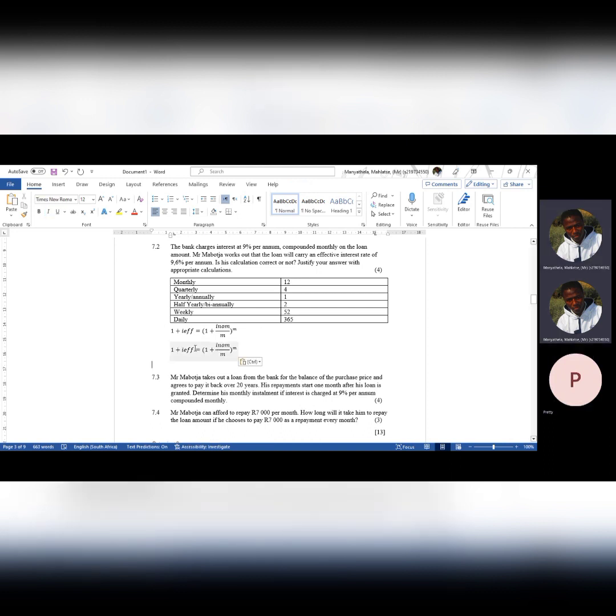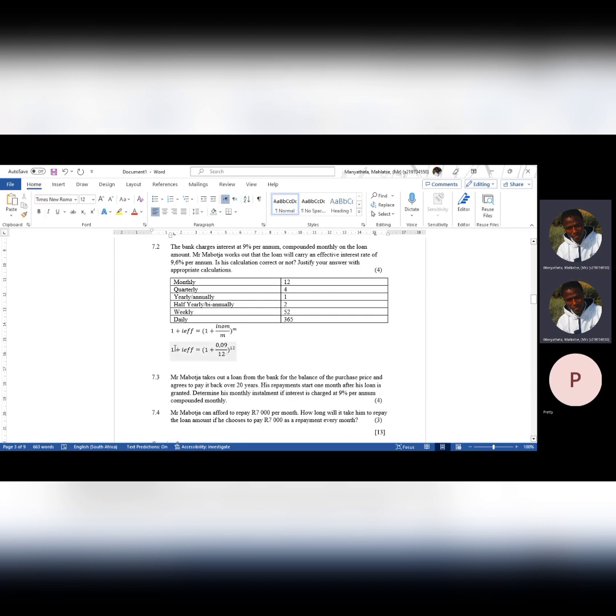1 plus i_eff equal to 1 plus the nominal interest rate that we're given, which is 0.09. It's 9%, so you convert it to decimals: 9 divided by 100 gives you 0.09. So we're going to replace this by 0.09, and then it's compounded monthly, so replace m by 12 and raise it to the exponent 12. So that is the first step.